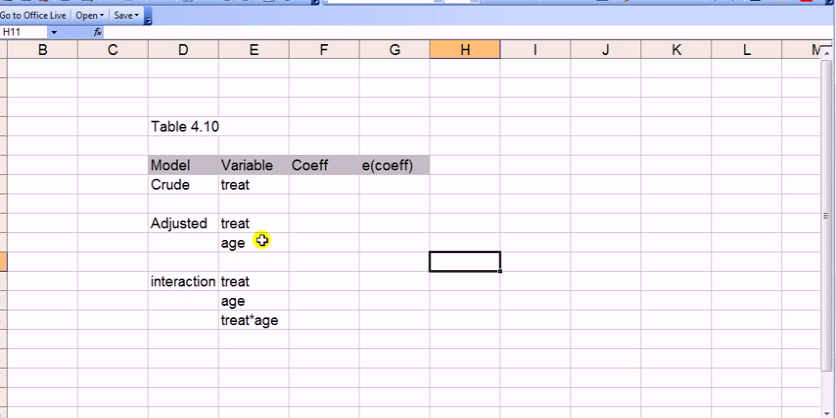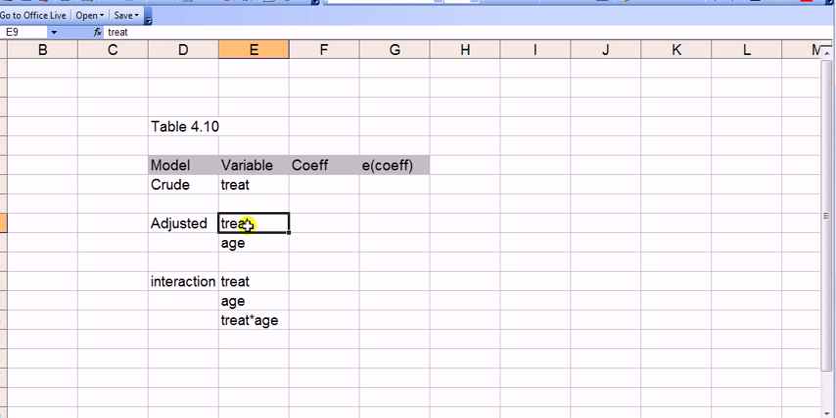And here's the model. Three models. We're going to recreate table 4.10. So we're going to get the coefficient, that's a coefficient of the log of the hazard, and then E of the coefficient, which is the hazard rate. And we're going to do it for three models. One where the explanatory variable is treat, which is a binary indicator variable, 1 if there's treatment, 0 if the individual did not receive treatment.